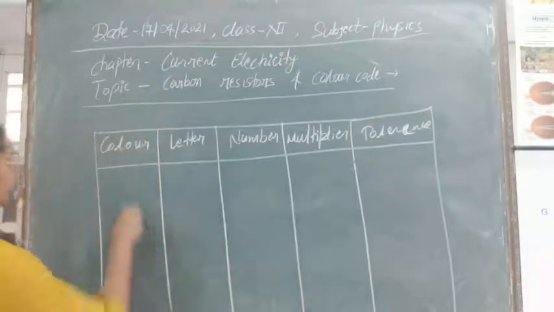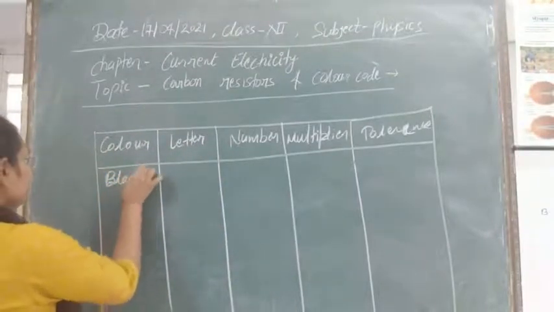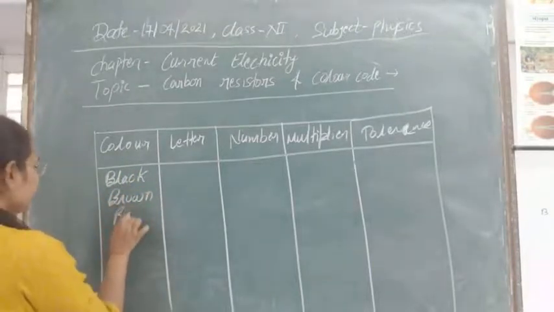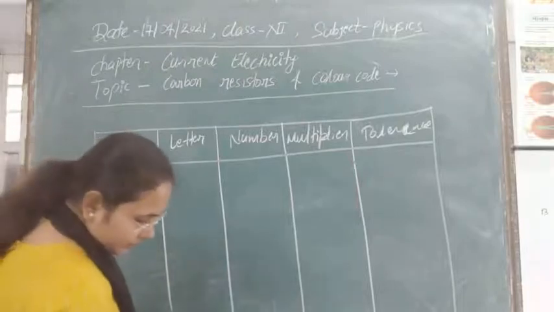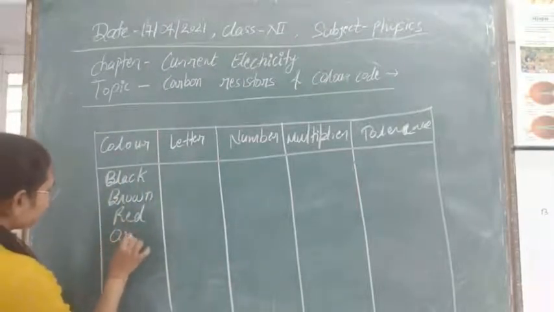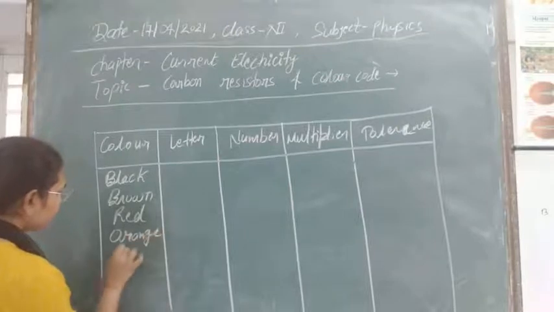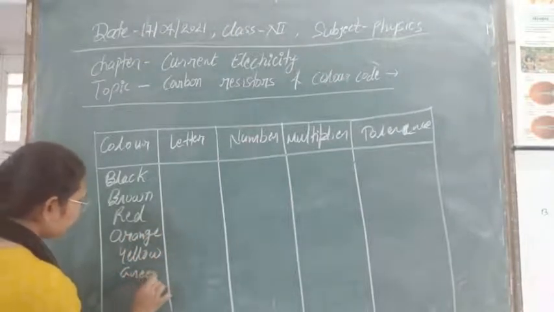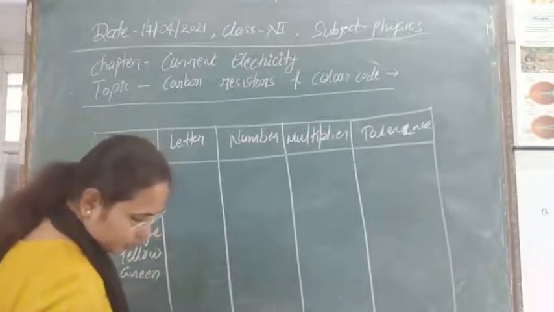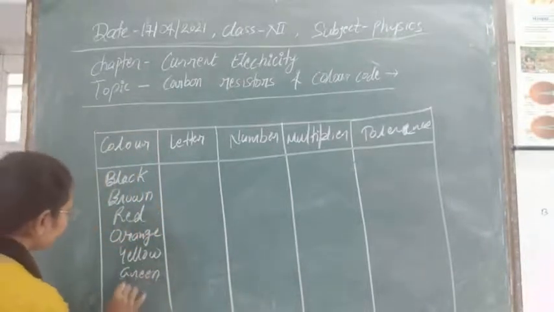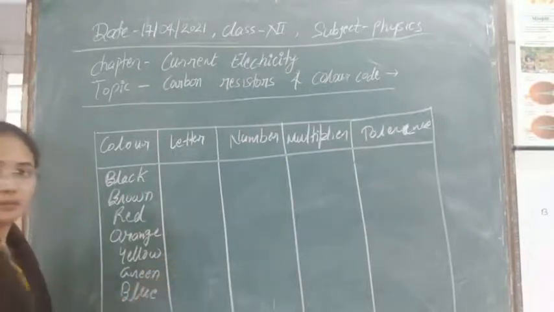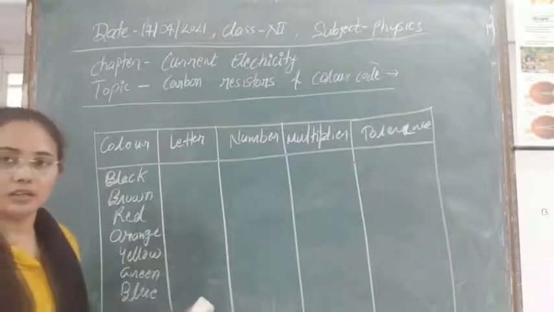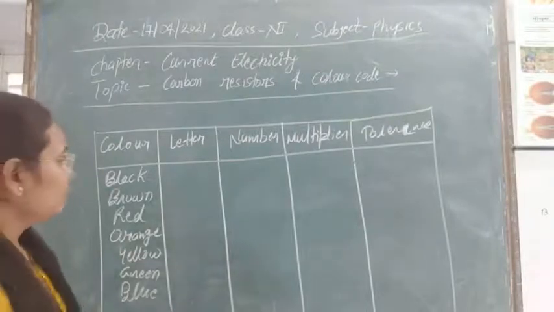So here: black, brown, red. First is black, second is brown, third is red color we have. Fourth color is orange, yellow, green. After that blue, violet, grey, white. I think more colors are not in here. So later I will write those colors.